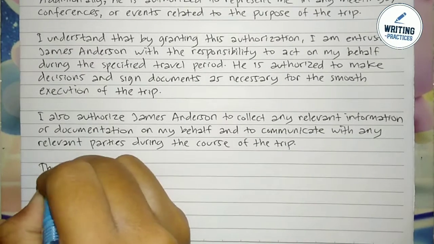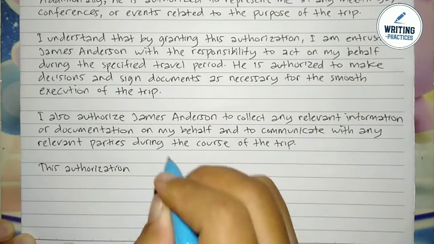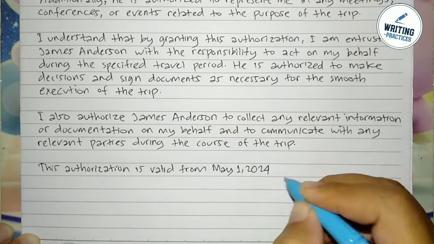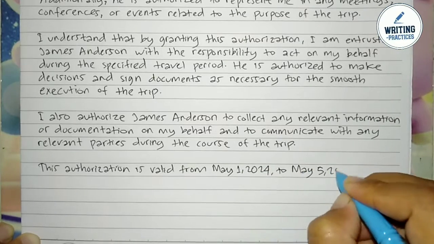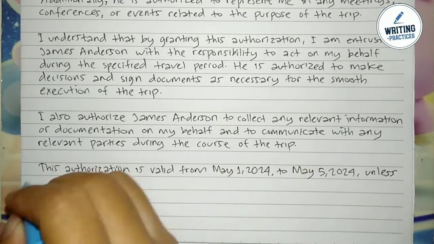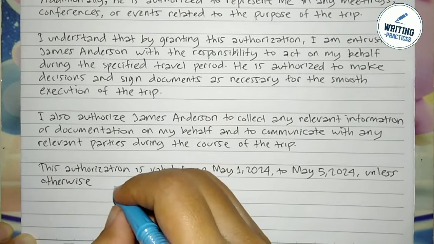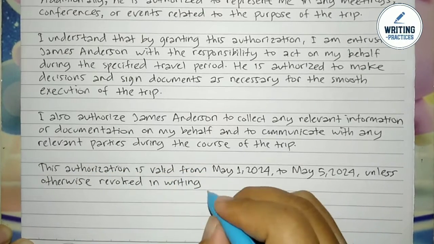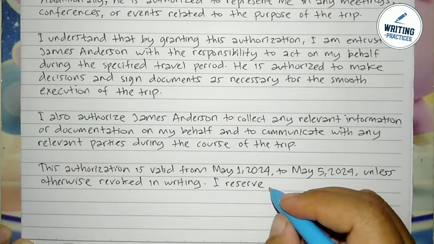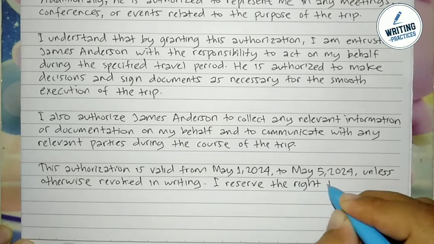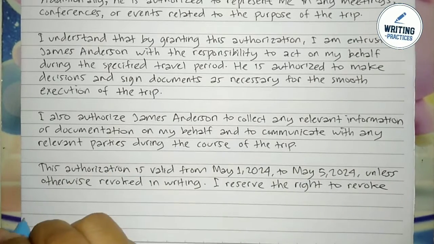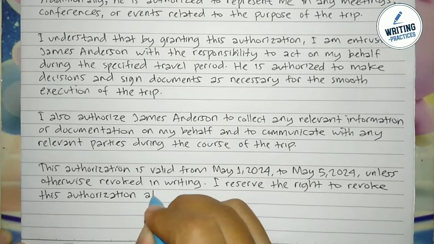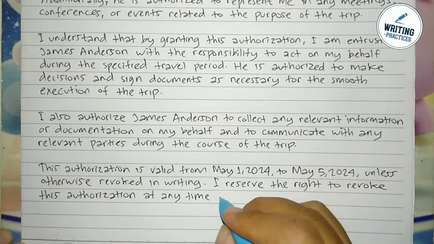In the fifth paragraph, this is the section for validity and revocation rights. The writer here must state the validity period of the authorization. And this is the example. This authorization is valid from May 1, 2024, to May 5, 2024, unless otherwise revoked in writing. After that, now you need to mention about the revoke of authorization. In this letter, the writer reserves Christopher's right to revoke the authorization. Sure, you need to do the same.